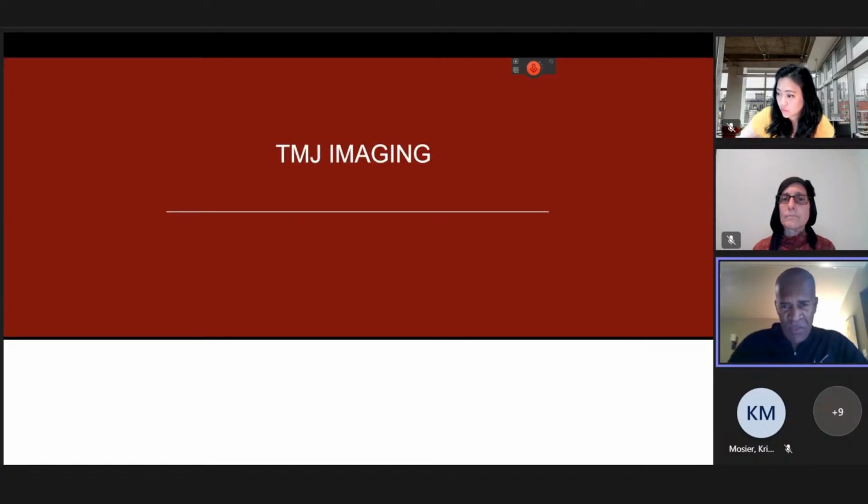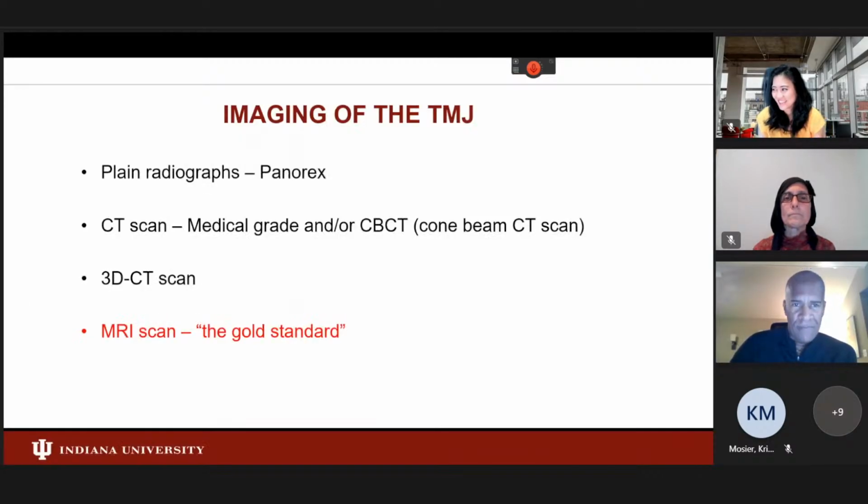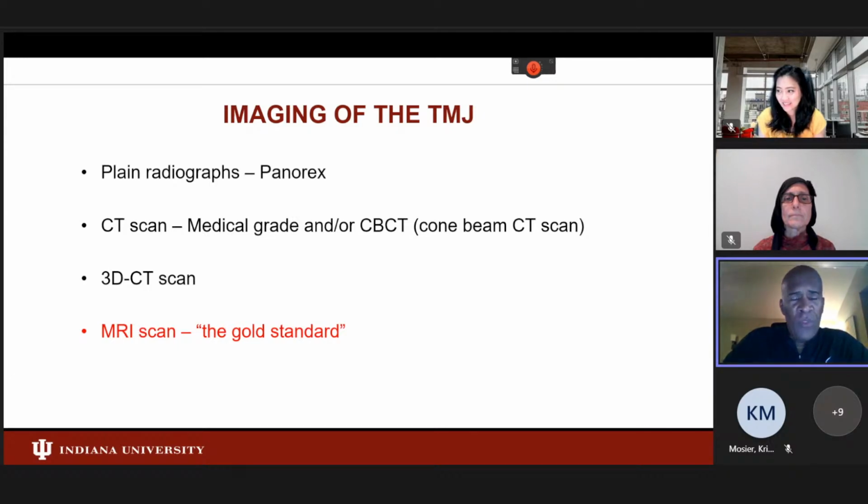Now, a little bit about TMJ imaging. I won't touch on this too much because I'm not the expert on this. I know quite a bit about it, but I could not walk in Dr. Mosier's shoes, that's for sure. In the algorithm of what we look for when we are imaging a TMJ, I almost always would start with a plain dental radiograph called a panorex or panoral X-ray, which I'll show you shortly.